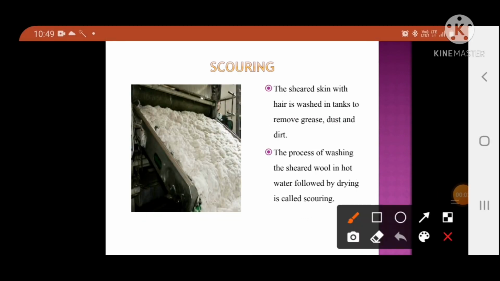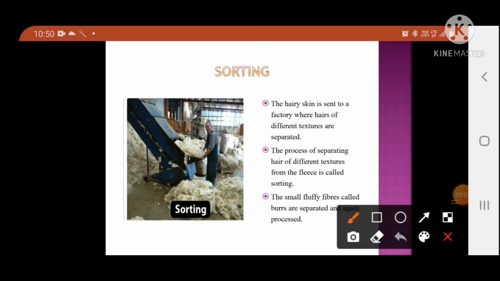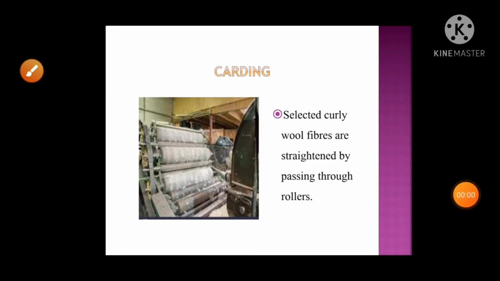Now the sheared skin with hair is washed in tanks to remove grease, dust and dirt. And this process of washing the sheared wool in hot water followed by drying is called scouring or washing. After scouring, the hairy skin is sent to the factories where hair of different textures are separated. This process of separating hair of different textures from the fleece is called sorting. The small fluffy fibers are called burrs, which are separated and then sent for reprocessing.